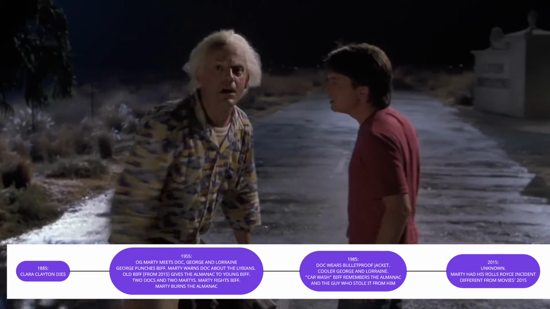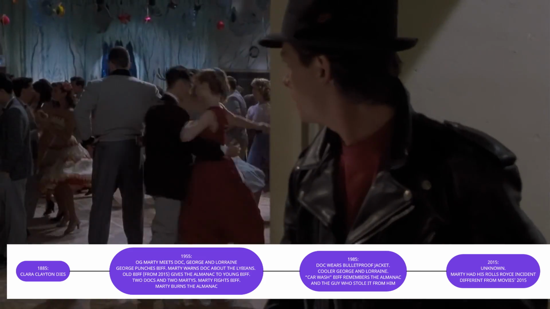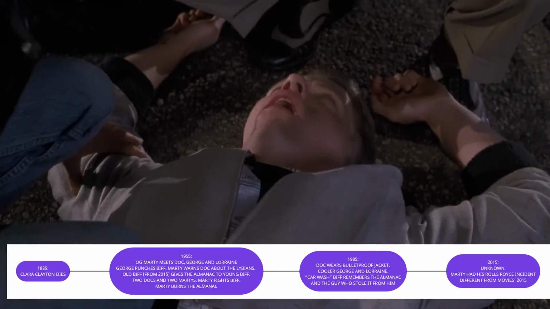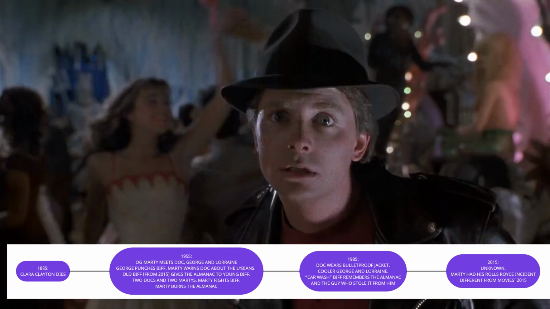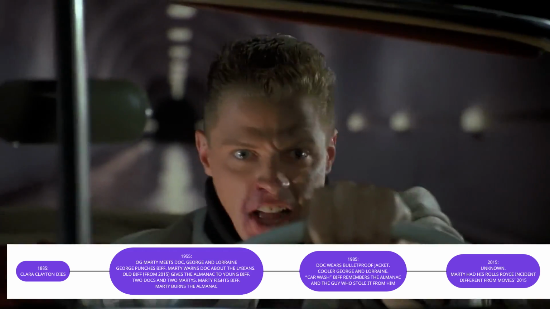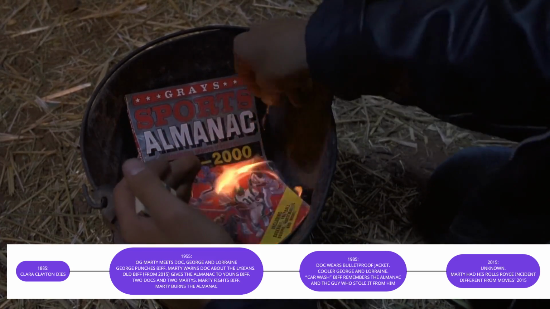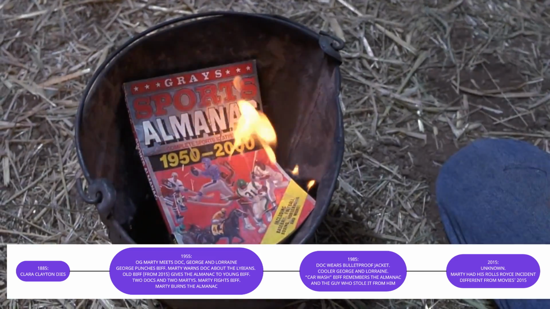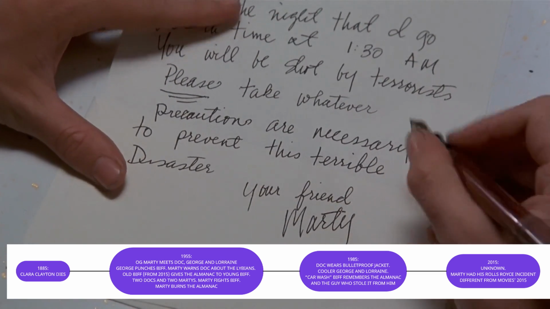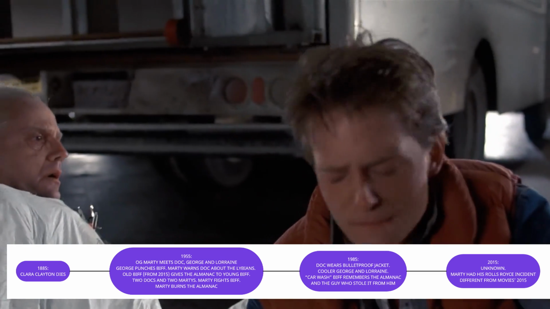2 Docs, 2 Martys. Marty goes to the prom, fights Biff, sees himself playing Johnny B. Goode. Then there's the car sequence, and in the end, Marty manages to burn the Almanac. Keep in mind, burning the Almanac does not restore the Lone Pine Mall timeline.